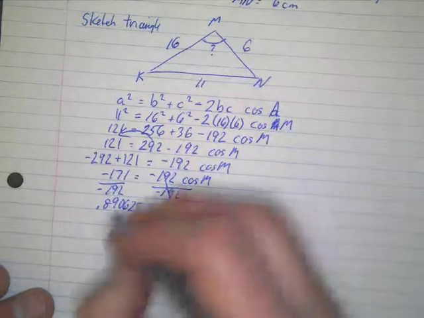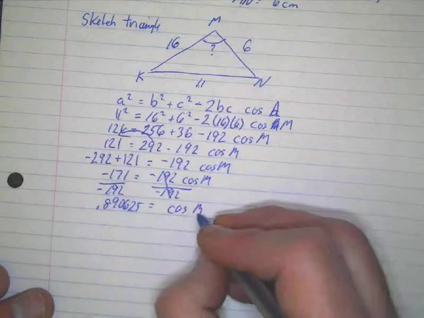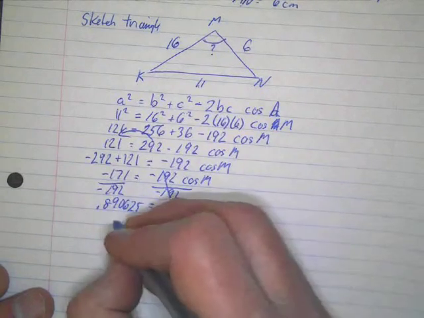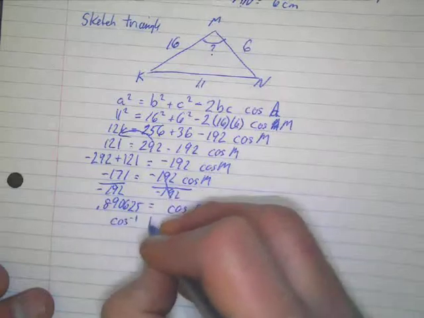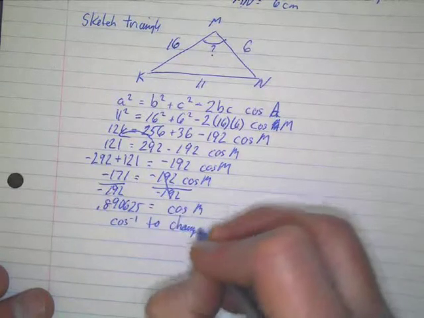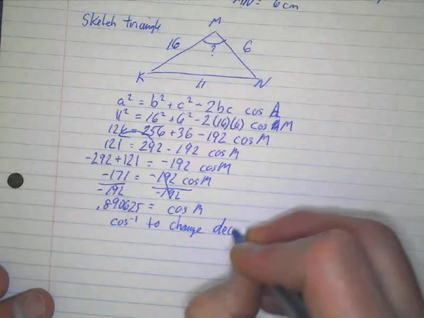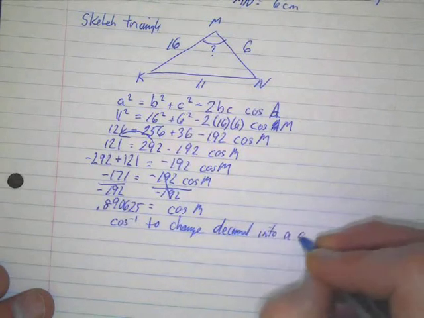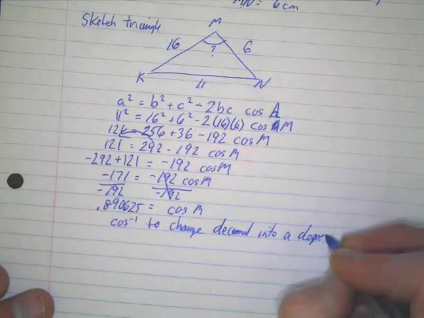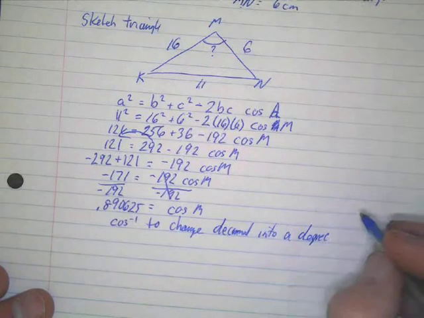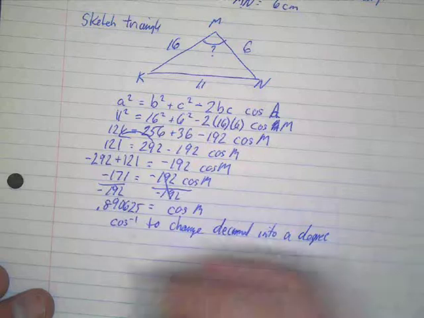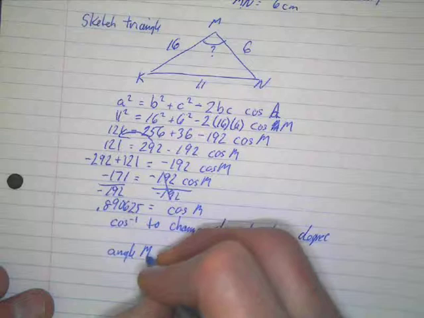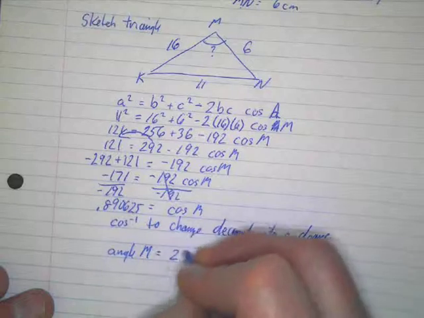Again, I'm changing a decimal into a degree, so I must use cos^-1 to change a decimal into a degree. And when I use cos^-1 of 0.890625, I find out that angle M is equal to 27 degrees.